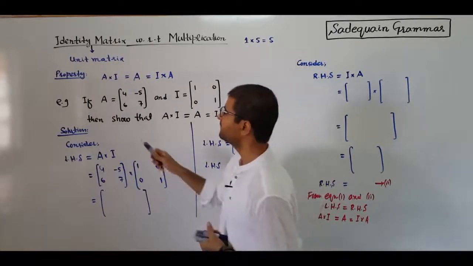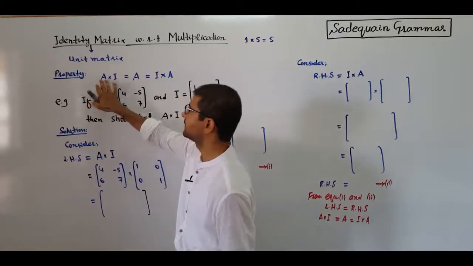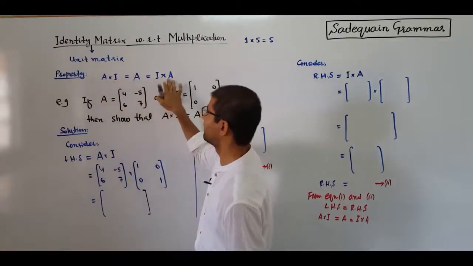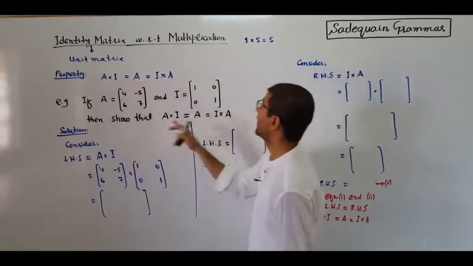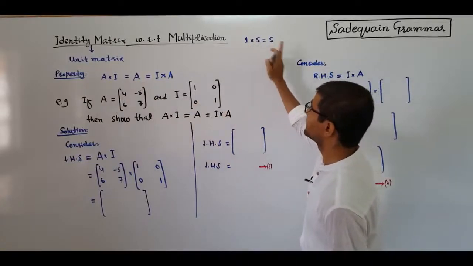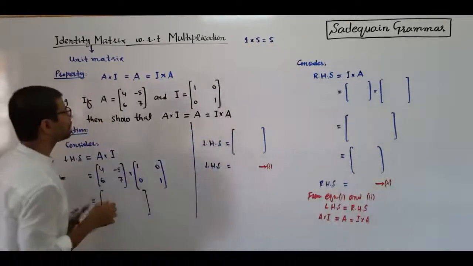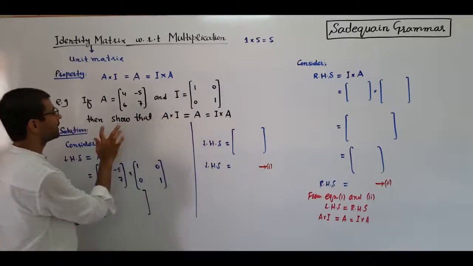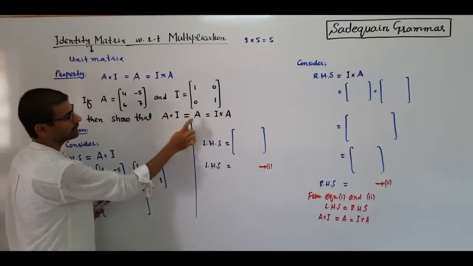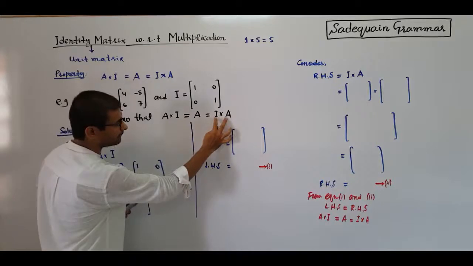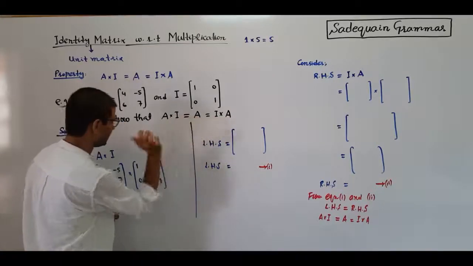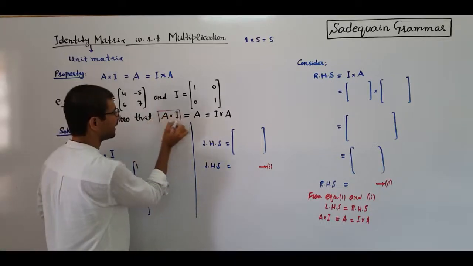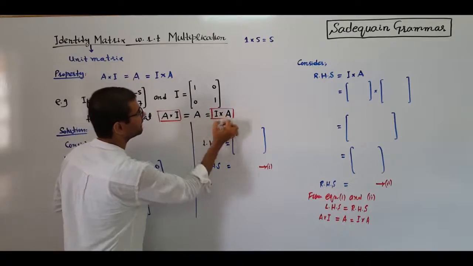Now we have the property: if we multiply any matrix with I, the unit matrix, or I multiplied by A, we get the same result, like 1 5s are 5 or 5 1s are 5. How can we prove this property? We have matrix A and unit matrix I, then we have to show A multiplied by I equals A, or I multiplied by A equals A. So how can we prove it? For this, first we evaluate AI, then evaluate IA.